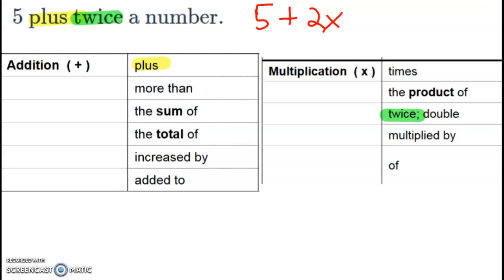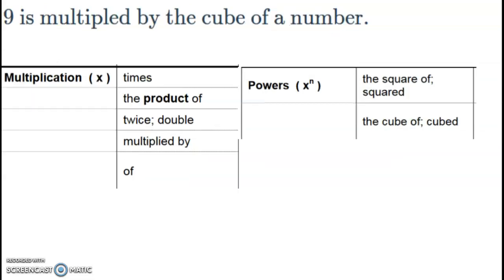Alright, let's look at another one. Okay, this one is 9 is multiplied by the cube of a number. So we're going to do 9 times.